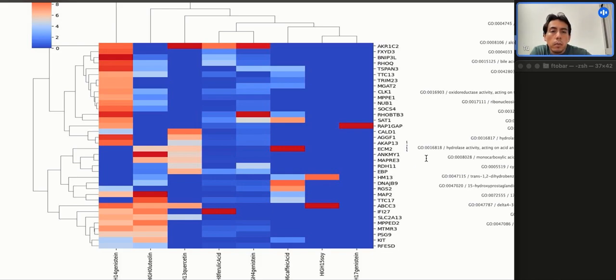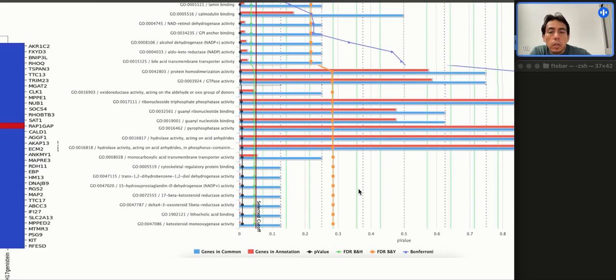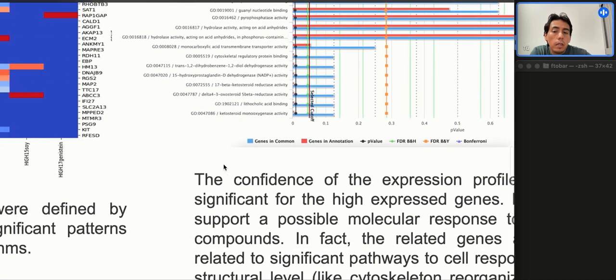Here in this heat map, we are seeing, for example, the highly expressed genes for several bioactive compounds, and the most significant result here is that some genes are common to several bioactives. That means that when we apply functional enrichment, it's possible to identify that there are common pathways in response to those bioactive compounds.